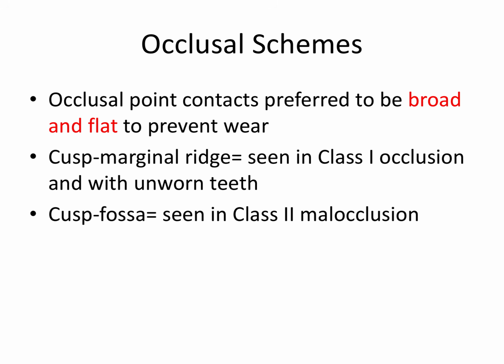All right, and this last slide is just some random facts to finish up with. The occlusal point contacts on these indirect restorations and crowns are preferred to be broad and flat instead of really sharp to prevent wear. And for the occlusal schemes used, you can use cusp to marginal ridge. It's mostly in class 1 occlusion. Cusp to fossa occlusal scheme is more in class 2 situations.